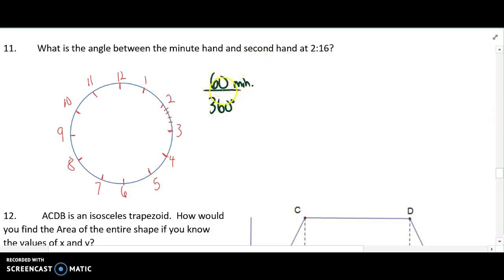If I look at numerator to denominator, I can divide them both by 60 to simplify this to mean that every 1 minute on the clock is rotating by 6 degrees.